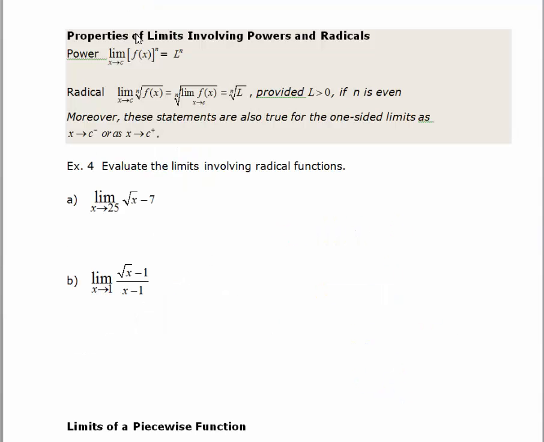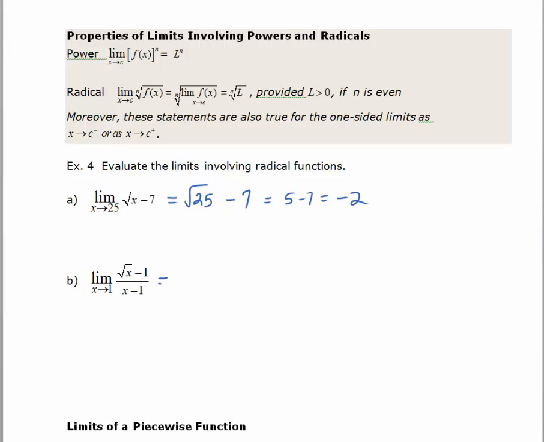Now let's look at the properties involving powers and radicals. And we'll start with example 4 here. We're going to evaluate the limit as x approaches 25 of the square root of x minus 7. So as before, we're allowed to do direct substitution. This gives us the square root of 25 minus 7, or 5 minus 7, which is equal to negative 2. And so the value of this limit is equal to negative 2.